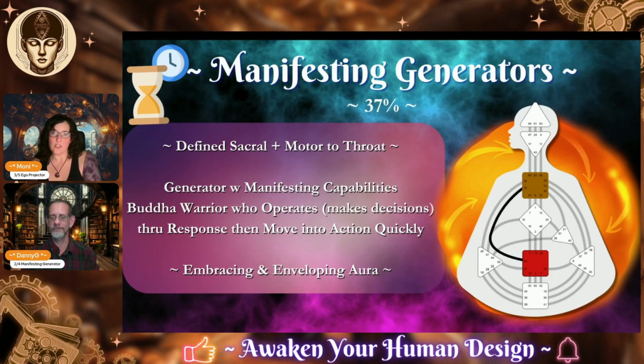They are the Buddha warrior who makes decisions through response, then moves into action quickly. And they have an embracing and enveloping aura, just like a pure generator. All the stuff I said about the pure generator remains true about the aura, the question, the waiting to respond. But for the manifesting generator, the waiting to respond is even harder, and they get conditioned further because they're so used to thinking they can jump into action and follow the conditioning of the planet that says, I'm a manifestor.